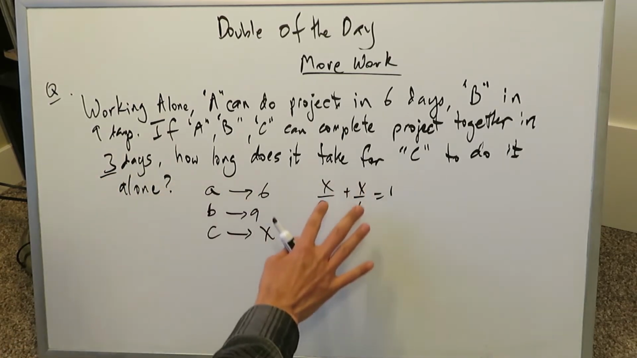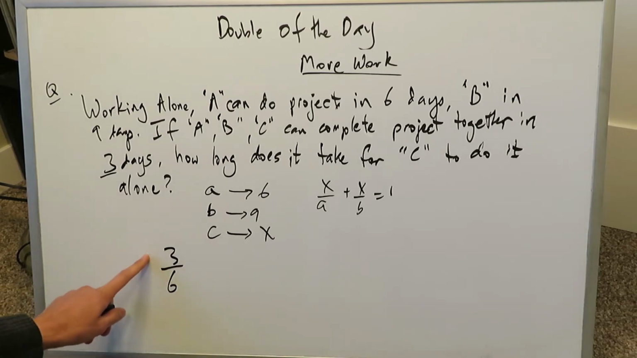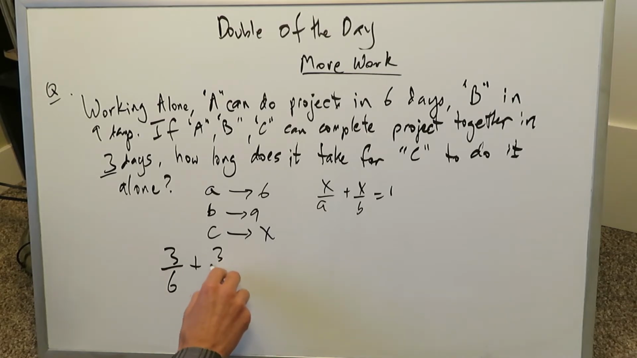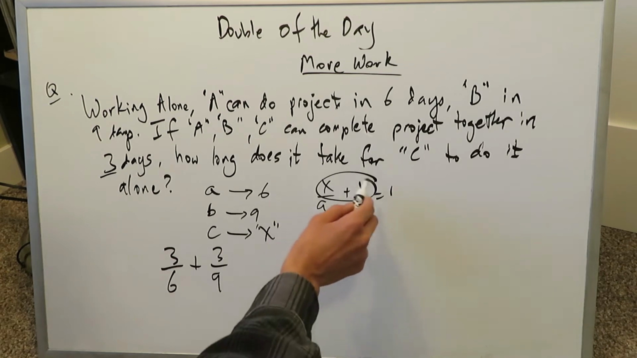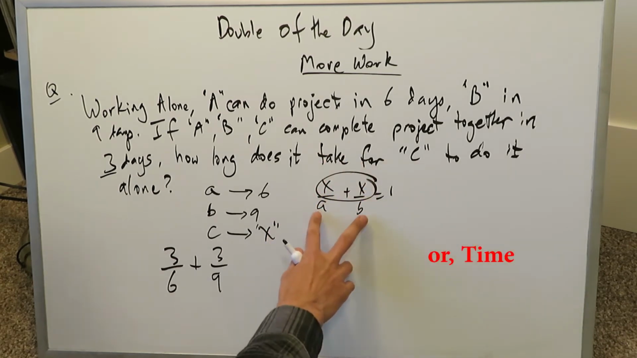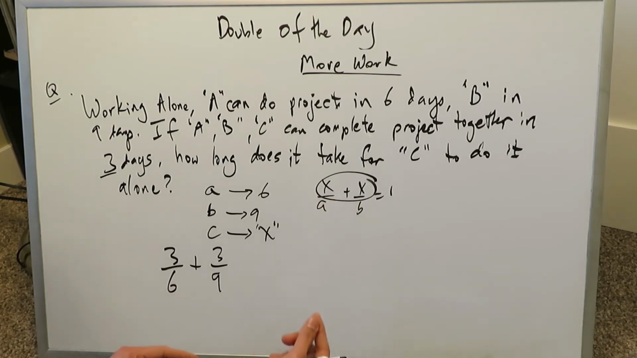Plugging that 3 into this equation form would be something like this: 3 over 6. This represents the amount of time it takes for A to do the job as a group, 3 days, but individually A can do it in 6 days. That's A. B would be 3 over 9, right? It's always x here on the top. Don't confuse this x for that x. It's always the number of hours on the top to complete the task together, divided by the number of hours it takes for that entity or a person to do it on their own.